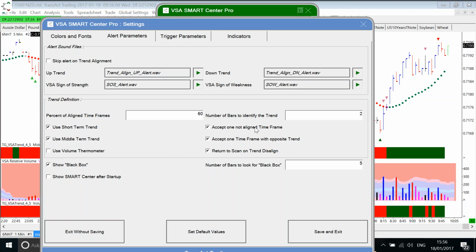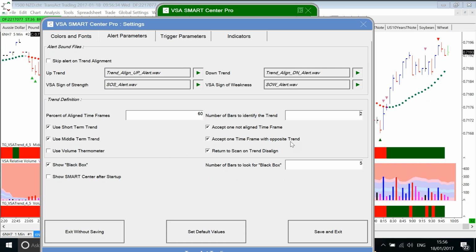I'm allowed to accept one of the time frames not in alignment. That means if the weekly, the daily is in alignment, but the 4-hour is grey, but then the 60-minute is in alignment with the bigger ones, it will still alert me even if one of the time frames is not aligned, which is fine because I still need to know if the market's moving in a particular direction. So I always have that ticked.